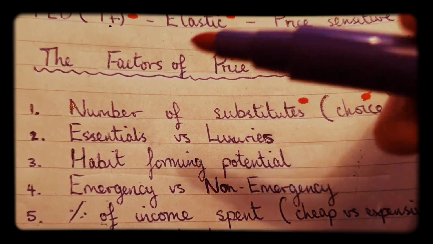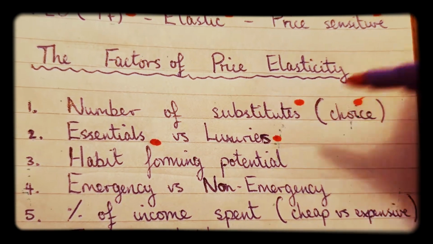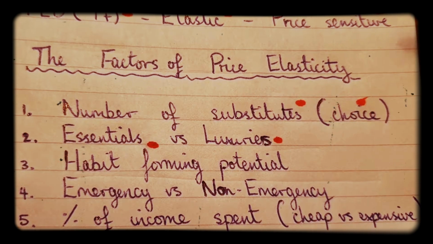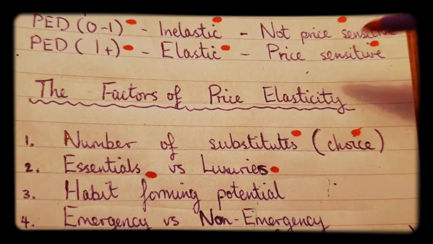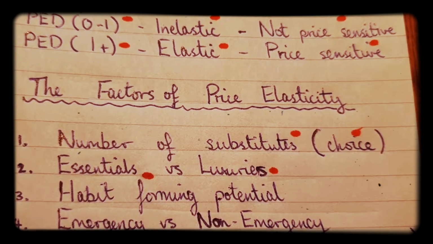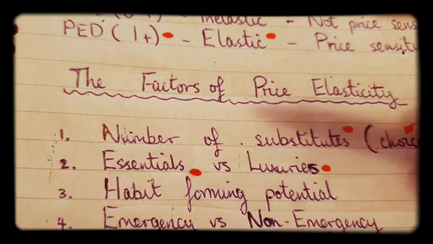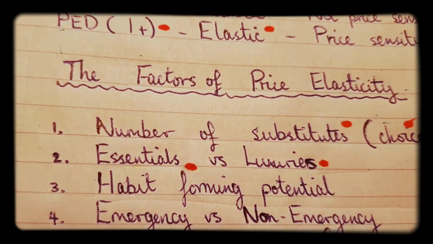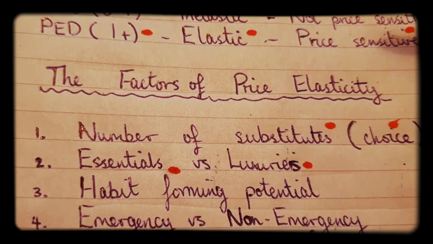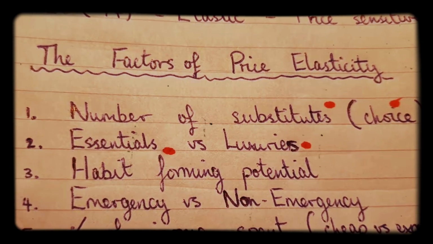The next thing is whether the good is an essential or a luxury. Luxuries, because they're not necessities, tend to be elastic. Consumers are price sensitive to luxuries because you don't need them. You don't need to spend your income on them. You're not going to die if you don't have them. Whereas essentials like food, water and heating generally are inelastic because you need them to survive. You cannot cut them out of your life.